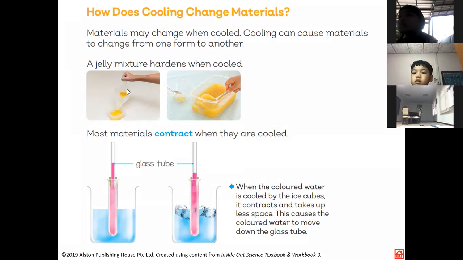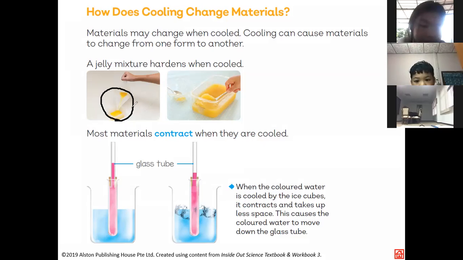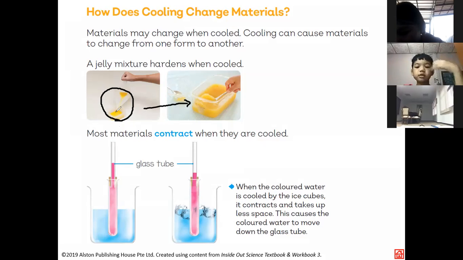Example, we have a jelly. You see the jelly here? What will happen if you put the jelly in the freezer? The jelly will become solid. It will become harder. So from soft, it will become hard when you put it inside the freezer.